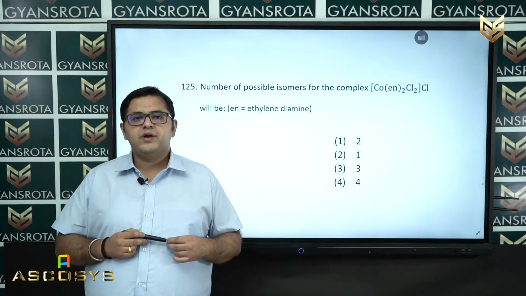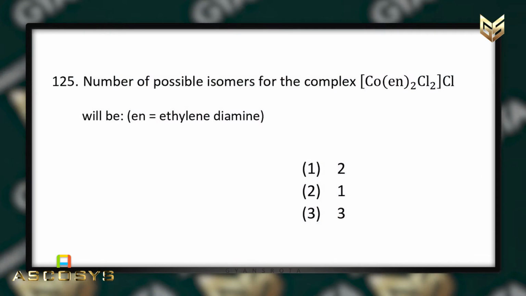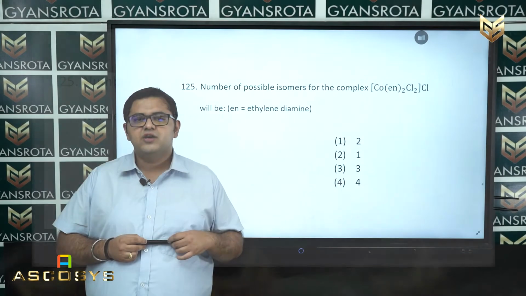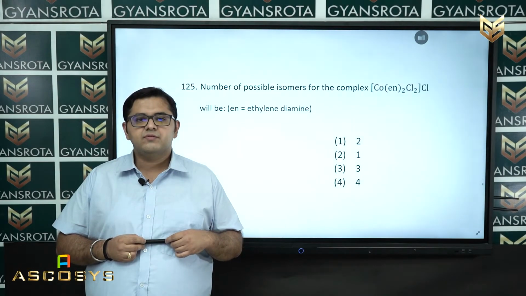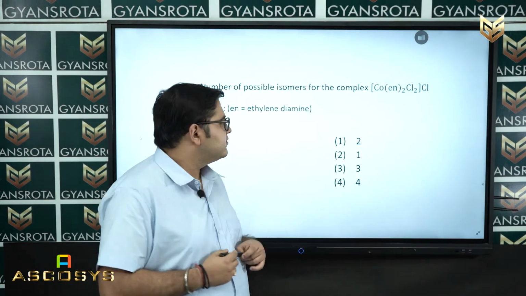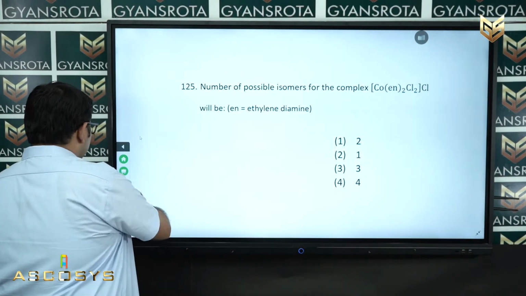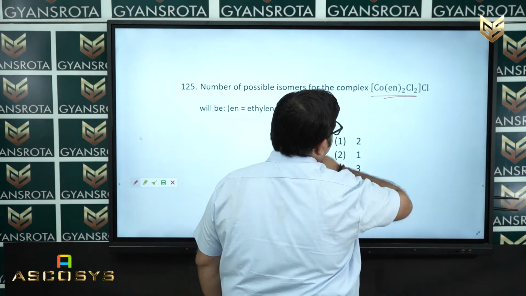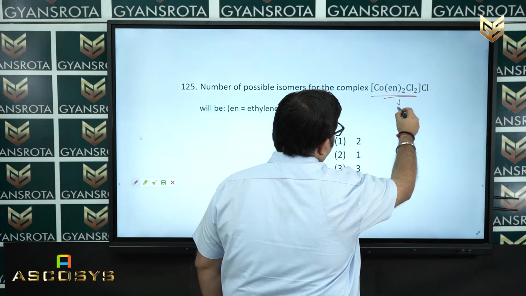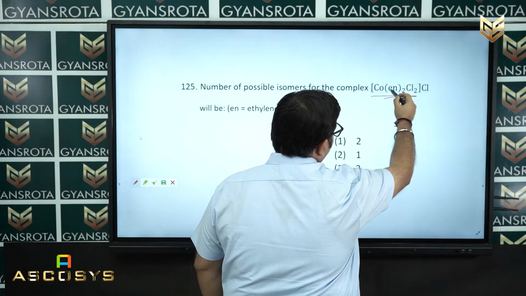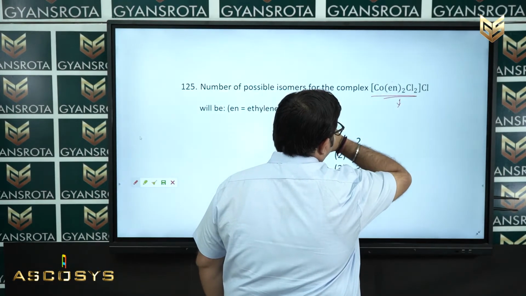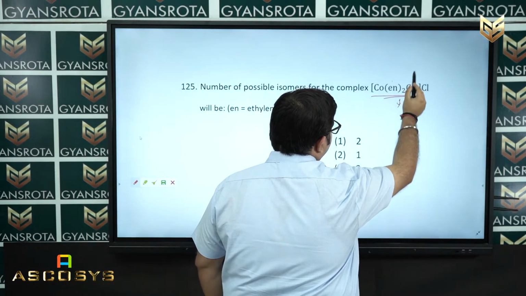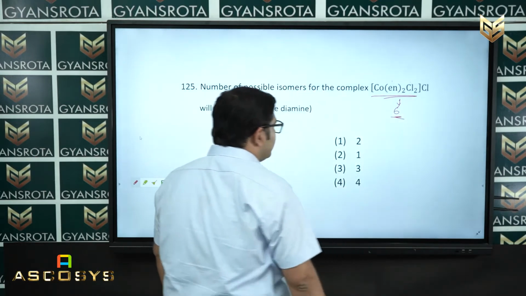So, question number 125 is on your screen. Number of possible isomers for the complex that they are mentioning here. So, now we have to move on to the solution part. This is the complex they have given. First of all, see what the coordination number is here. It is 2 into 2, since ethylene diamine is a bidentate ligand. So, 2 into 2 is 4, plus 2, that is 6. So, the coordination number is 6.